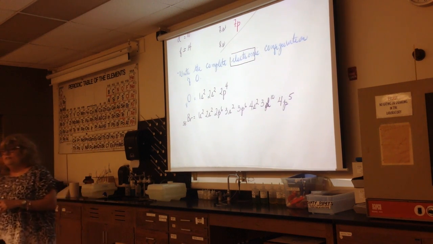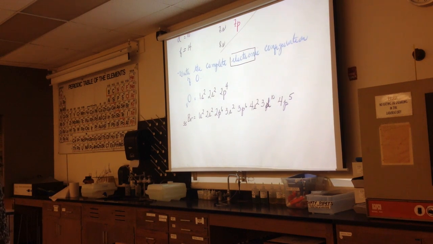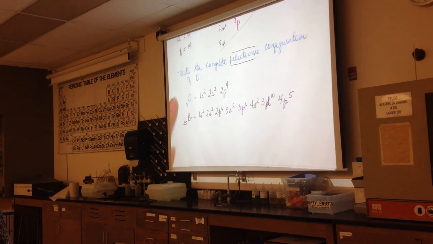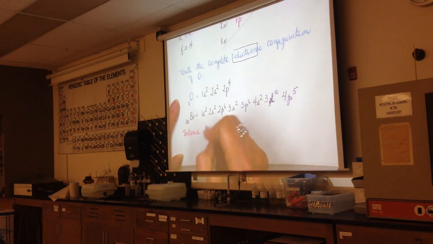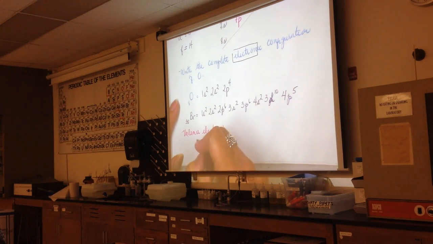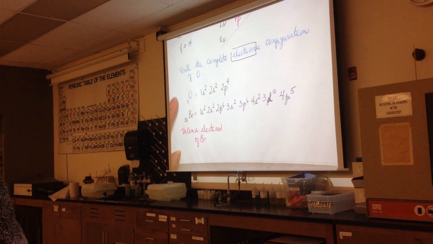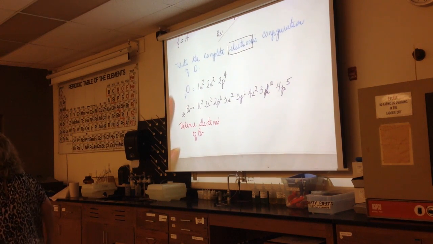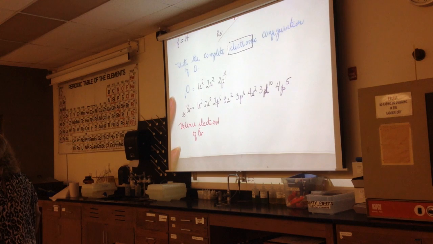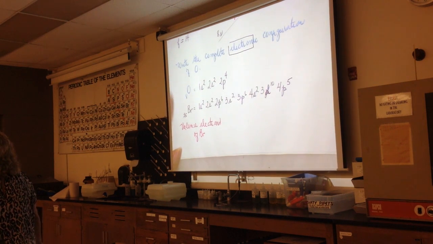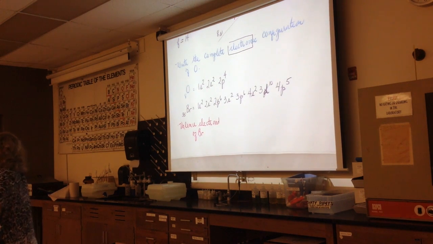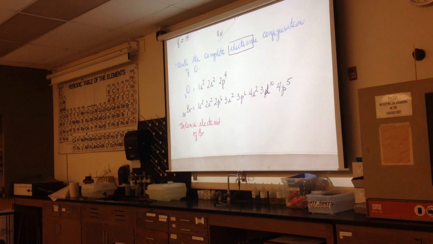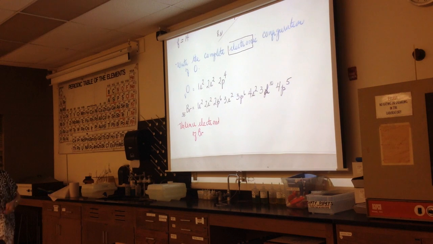Can you write the electronic configuration of the valence electrons of bromine? Somebody tell me what are the valence electrons of bromine from this complete electronic configuration? What are they? 5? How do I know? What is the definition of valence electron? What do they mean by valence electron? The outermost, the furthest away from the nucleus.